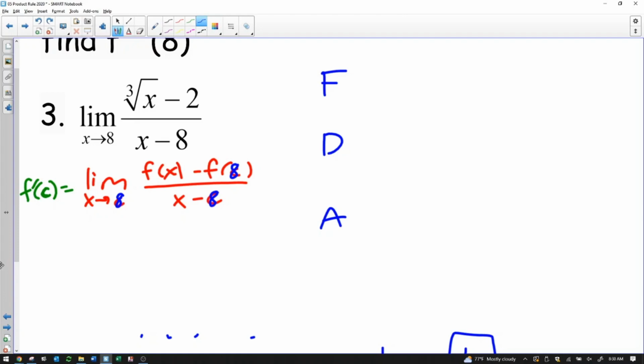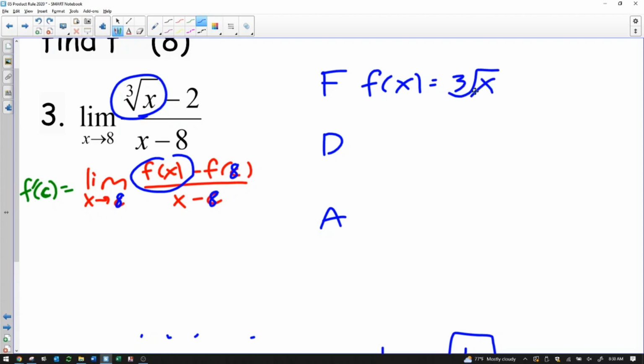Can you look at this and tell me what my function is? Can you pull that function out? This is the hardest part about doing the definition of a derivative. What's the function? Right here. It's f of x. It's right here. That's a cube root of x. So f of x equals the cube root of x.